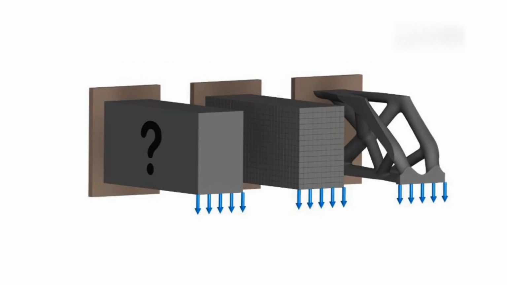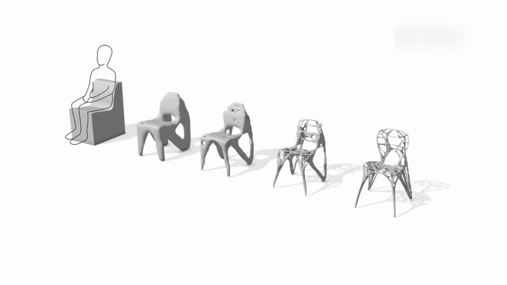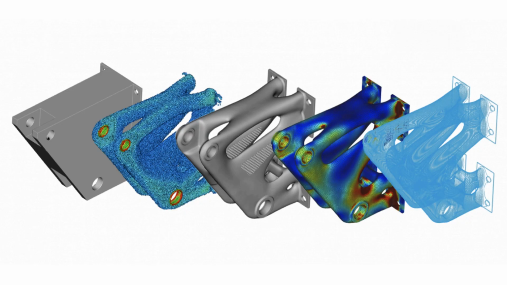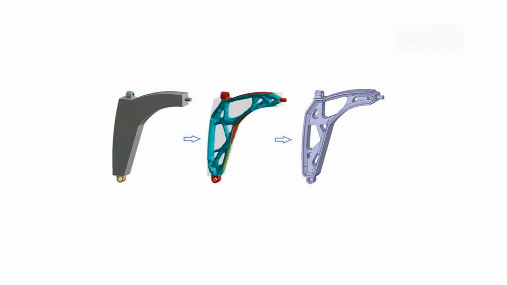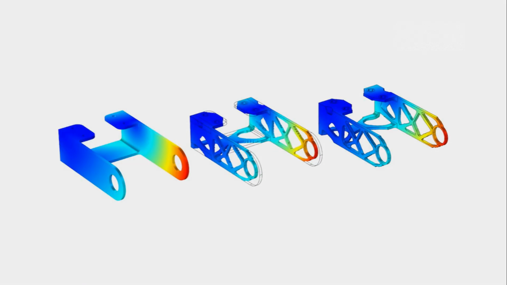Instead of starting with a fixed shape, engineers define a design space, which is usually a solid block or volume, apply loads and constraints, and gradually remove unnecessary material, keeping only what's essential for structural integrity. The result is often a skeletal, organic-looking geometry. Strong where it needs to be, and hollow where it doesn't.